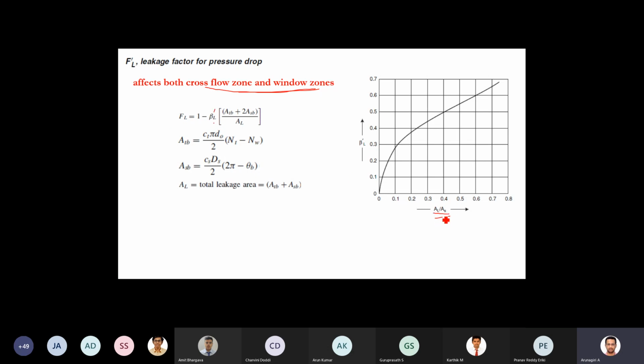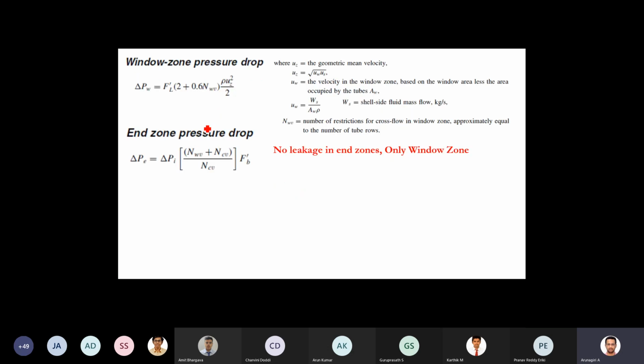So AL by AS is the ratio of leakage area to shell cross flow area. AL, you know, is ATP plus ASB. So to calculate AL you should know the values of ATP and ASB. In the same way you can find out BL dash, then you can calculate FL dash. So this is the way to calculate the cross flow zone pressure drop.